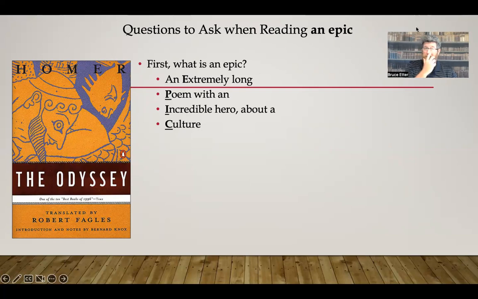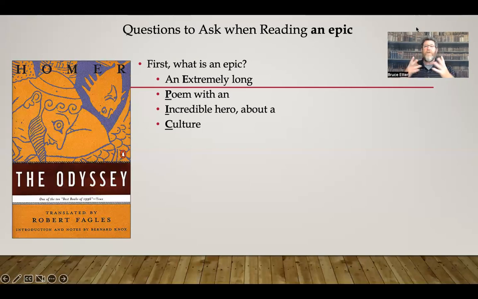If you just remember the letters EPIC: an extremely long poem. It does have to be a poem. An epic is usually a poem about an incredible hero. So there's one individual who is sort of highlighted. It's Achilles in the Iliad. It's Aeneas in the Aeneid. It's here on the board. It's Odysseus in the Odyssey.